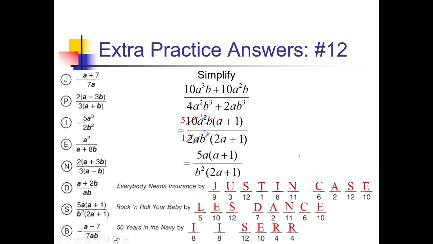Okay, we filled in all our letters. Let's go ahead and solve these puzzles now. So again, these are names of authors. So we have the book Everybody Needs Insurance by Just In Case, right? Because insurance, just in case you have an accident. Rock and Roll Your Baby by Les Dance. And I think Les, isn't that like the name of a guitar? I don't know. Dancing makes sense, though.